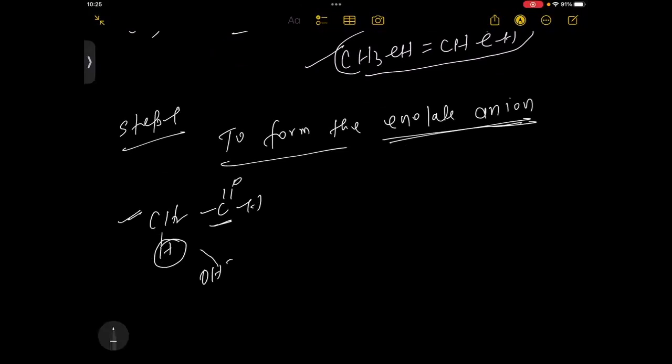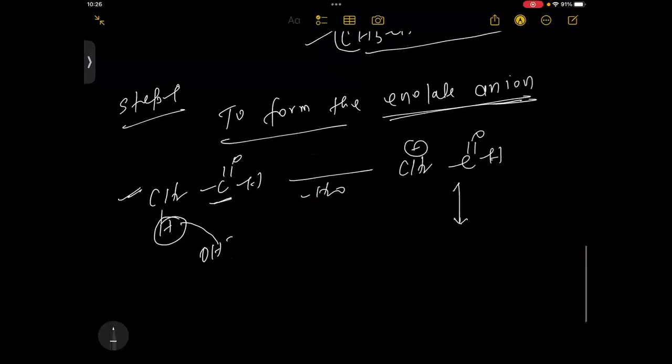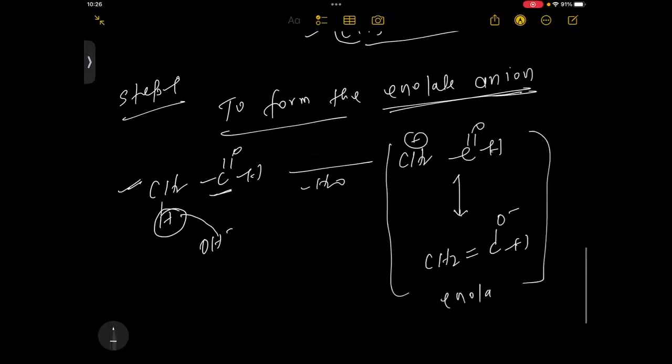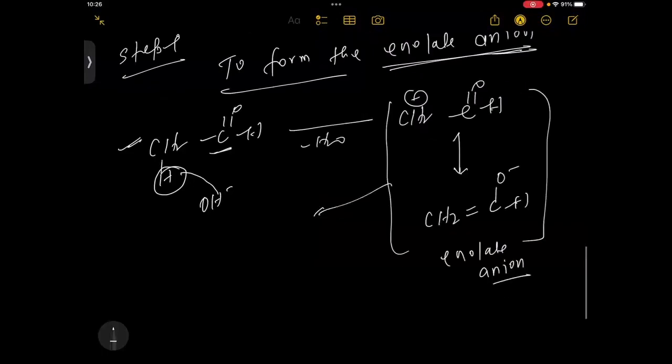So the base will attack these protons and remove water, and what you will get is CH2 negative C double bond OH. Now here is resonance, and you can get O negative like that. This is the enolate anion. Okay, enolate anion, right? Students, do you know one thing? This enolate anion is an ambident nucleophile.